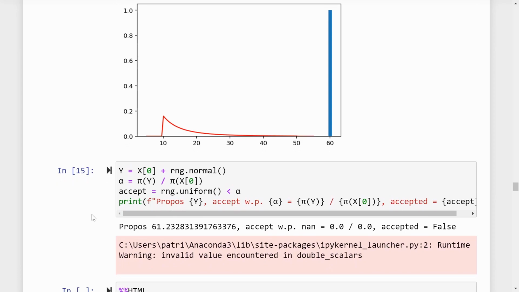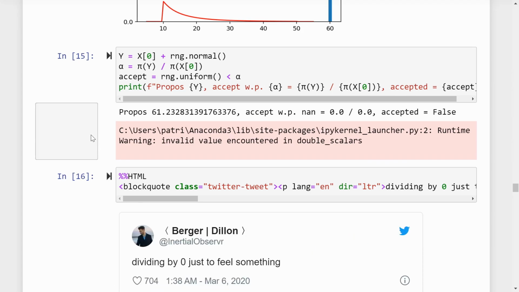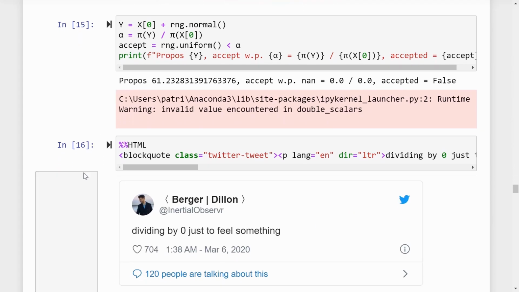If we do one individual jump and print out the values, we can see that the acceptance probability alpha is 0 divided by 0, and Python will always say that any uniform random variable is not less than this not a number threshold.